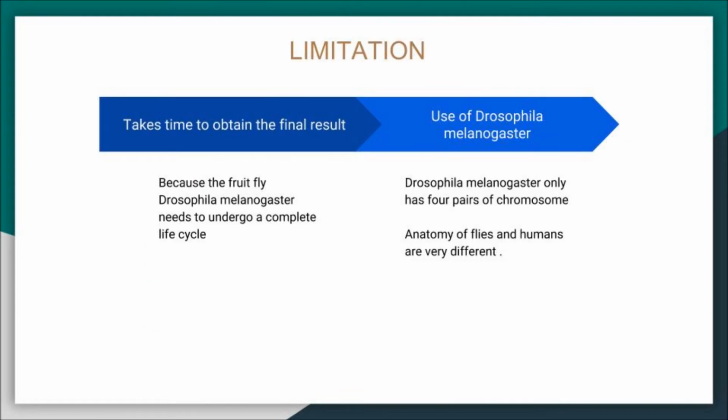There are a few limitations of sex-linked lethal tests. Firstly, it takes time to obtain the final result. This is because the fruit fly Drosophila melanogaster needs to undergo a complete life cycle. Besides that, the use of Drosophila melanogaster has a few disadvantages such as, first, Drosophila melanogaster only has 4 pairs of chromosomes. Second, the anatomy of flies and humans are very different.